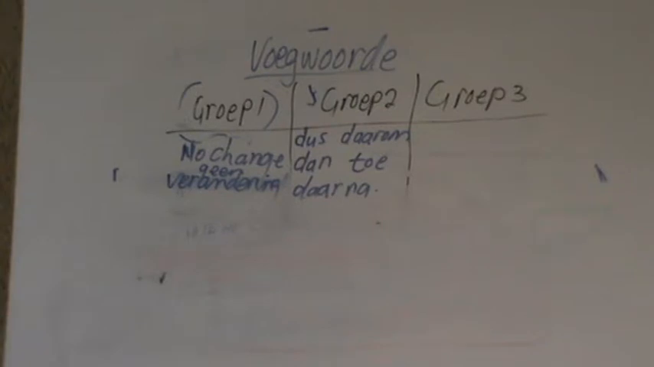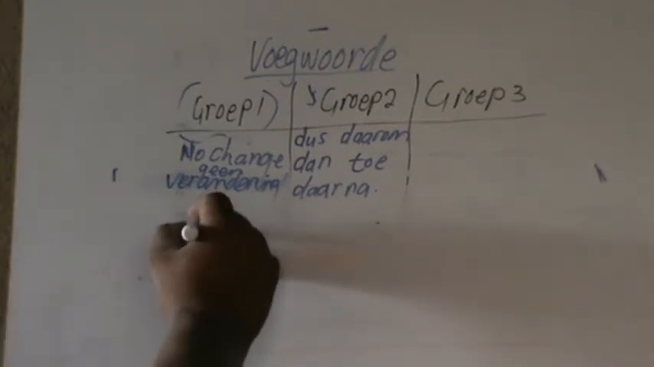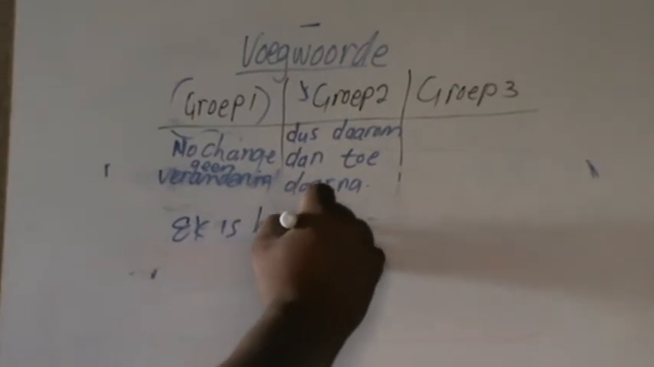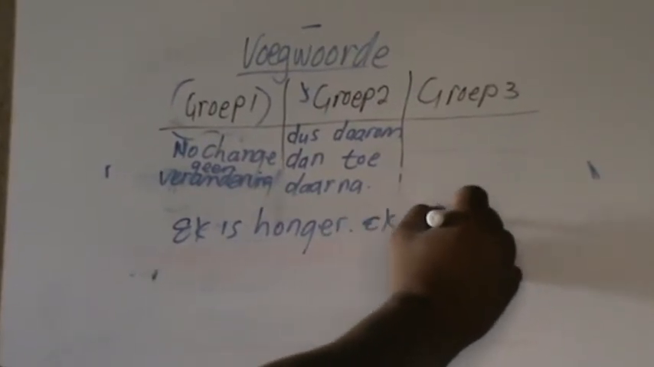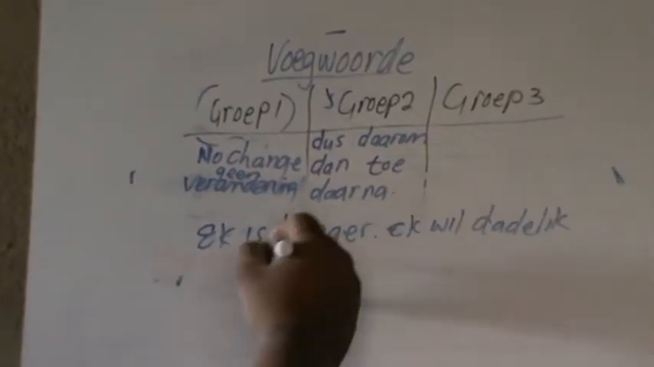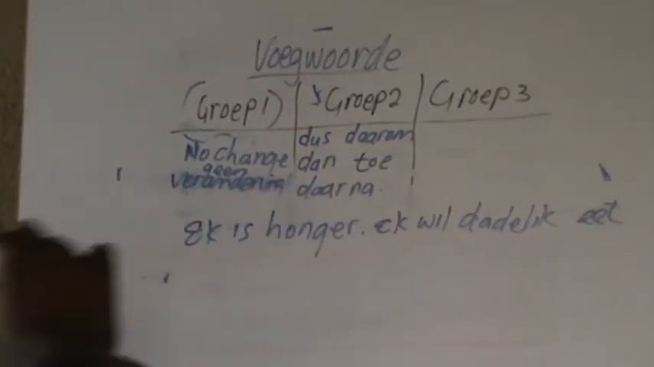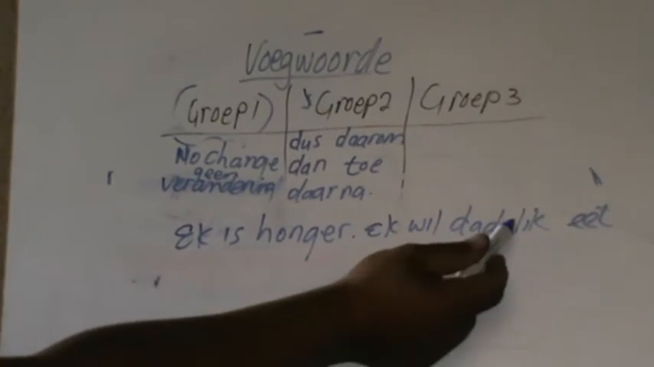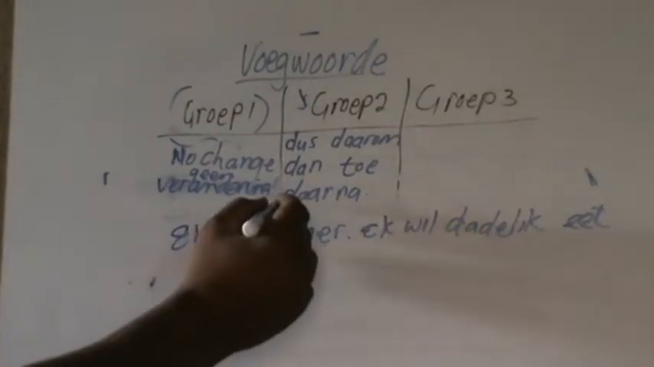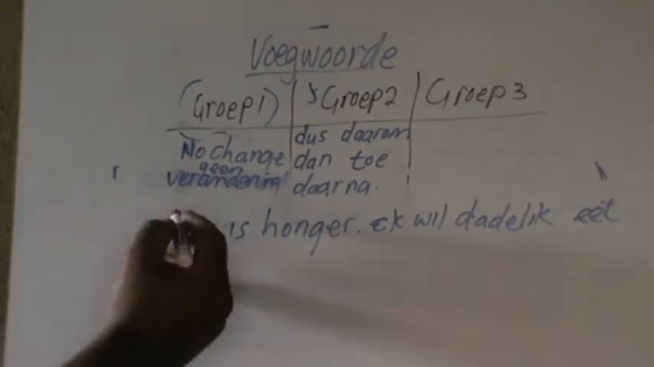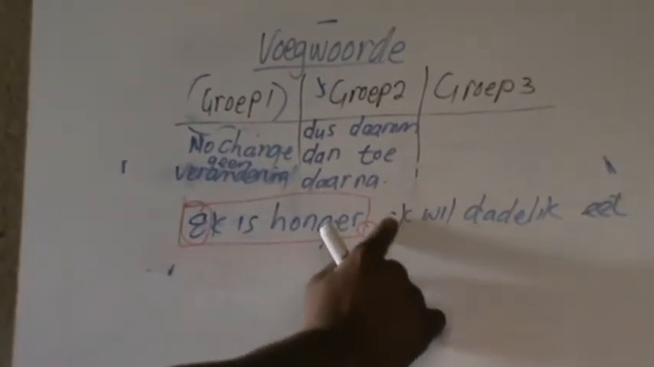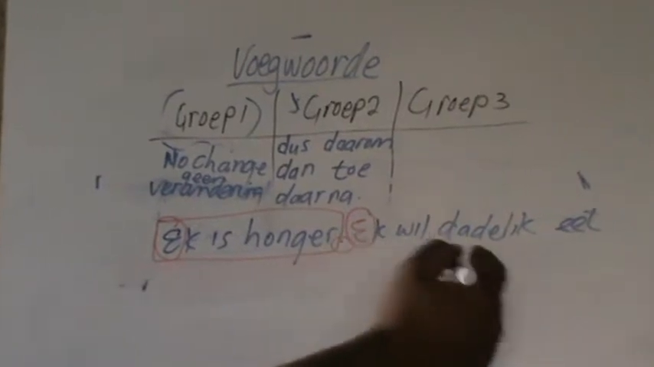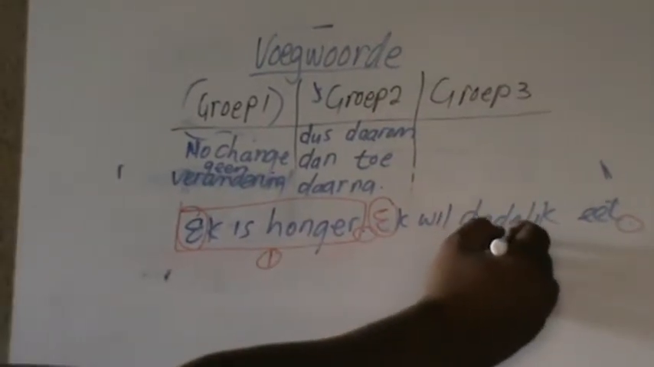Right, it says directly after. Our sentence there is: Ek is honger. Ek wil dadelijk eet. There is my sentence 1. There is my first sentence, there is my full stop, there is my capital. Then this was also supposed to be a capital, and a full stop there at the end. So this is my sentence 1, and this is my sentence 2.